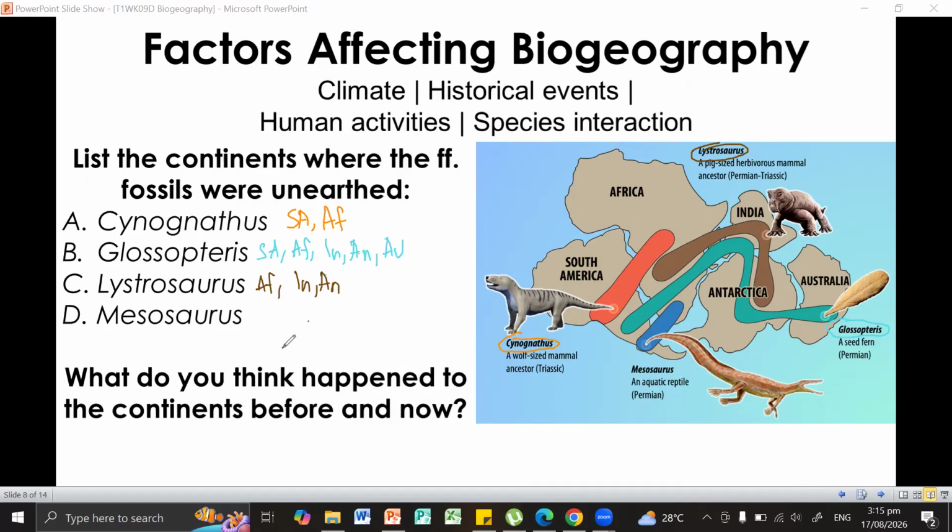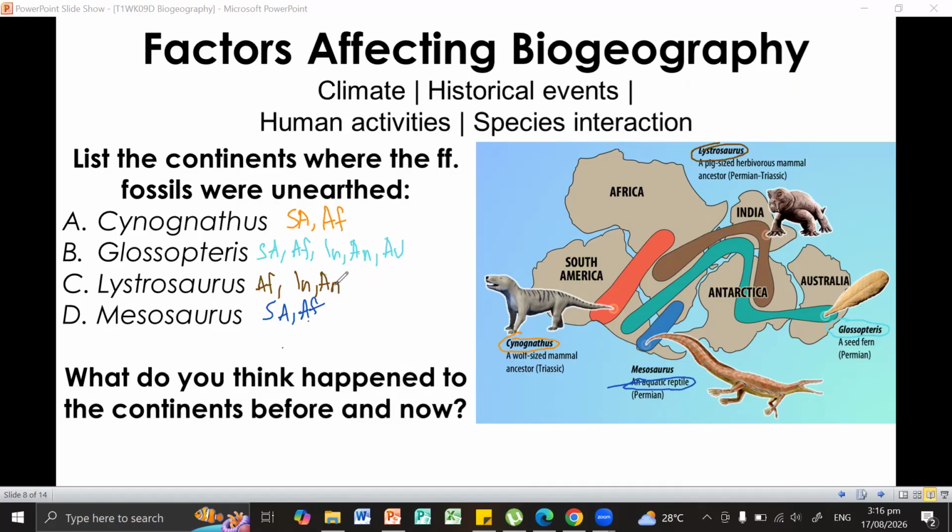And now finally for Mesosaurus, an aquatic reptile that existed during the Permian times, no? Its fossils were found on, just like in Cynognathus, South America and Africa. So you might be wondering what is the significance or purpose of this part, no?